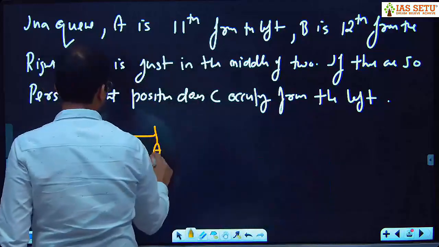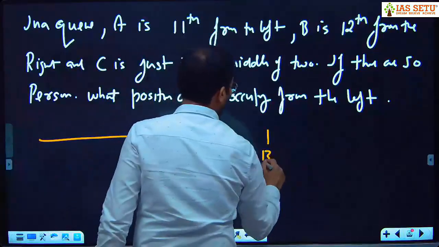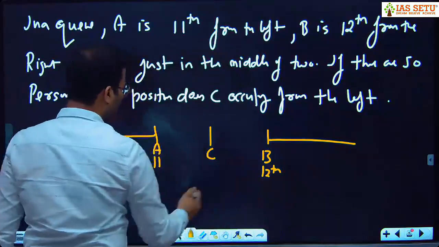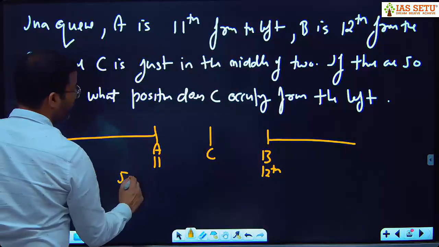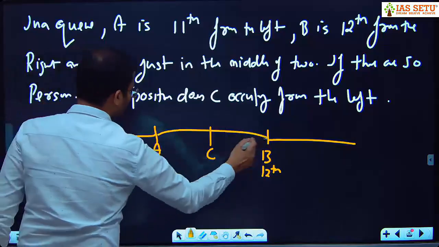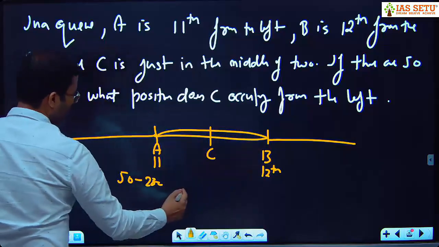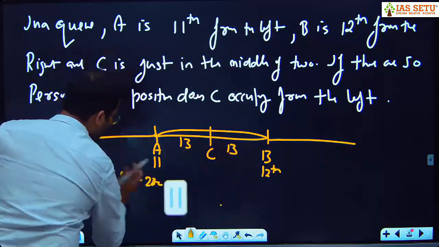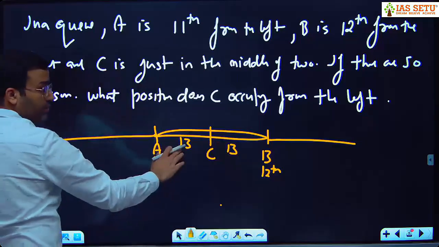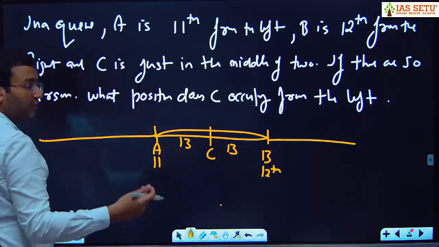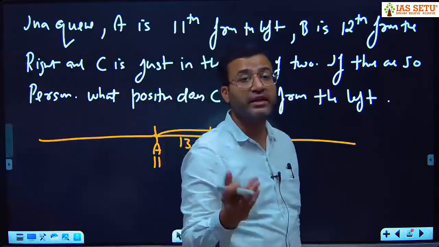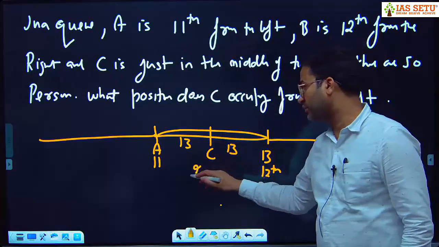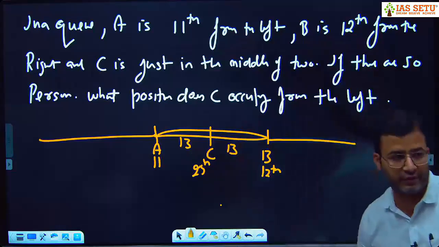A is 11th, B is 12th, C is exactly middle. 11 plus 12, 23. Total 50 minus 23. So remaining are 27 between A and B. How you arrange? 1 is C, bache 26, 13 here, 13 here. So what is C from the left? 11 plus 13, 24 ke baad. If there are 24 on my left side, what is my ranking? 25th. Because C is after 24. So C will be 25th from the left.